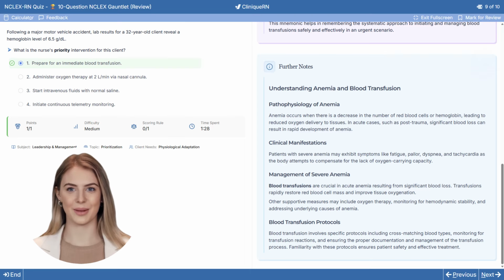Here's the physiology behind it. Hemoglobin carries oxygen. When levels drop below 7 grams per deciliter, the body can't deliver enough oxygen to tissues, no matter how fast or strong the heart beats. So, the goal of nursing care here is to restore oxygen carrying capacity quickly. Transfusing packed red blood cells increases oxygen delivery, prevents organ hypoxia, and stabilizes perfusion, especially post-trauma.